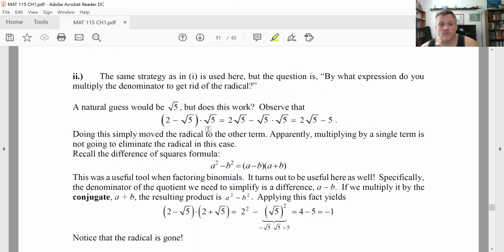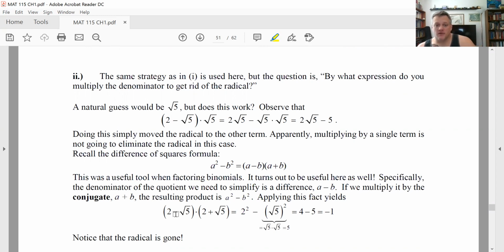Okay? Furthermore, if you just multiplied it by the radical, like what I'm suggesting here, it gets rid of the radical 5 on this side. I agree with that, but you produce a radical on the first term, right? So it's not going to help out. The trick is to multiply top and bottom by what's called the conjugate of the radical term, right? In other words, the conjugate is the same exact expression, but with the opposite sign.